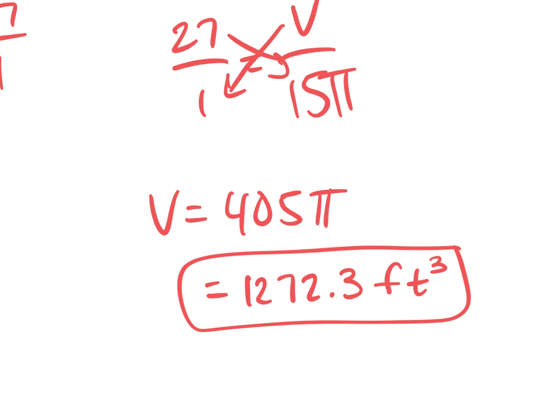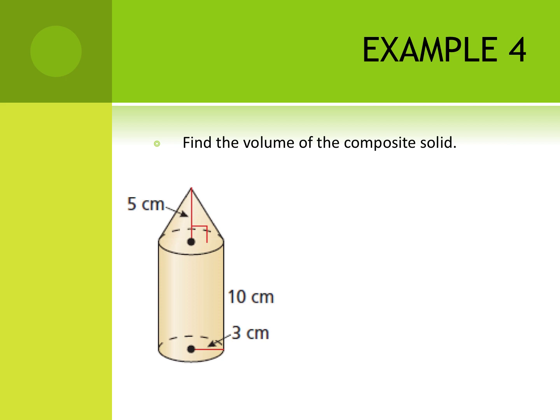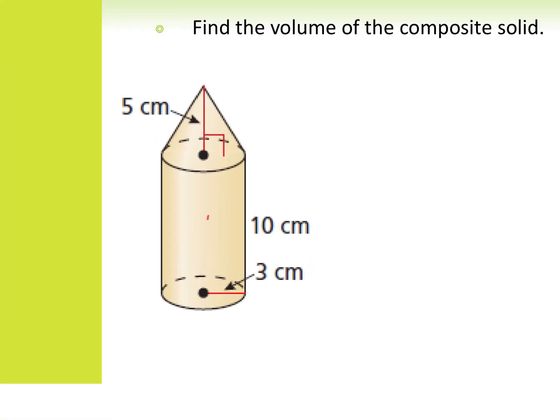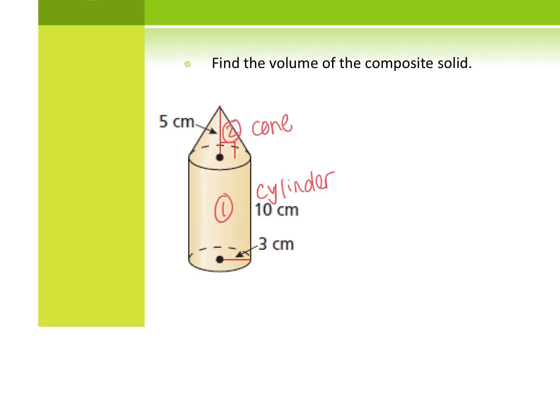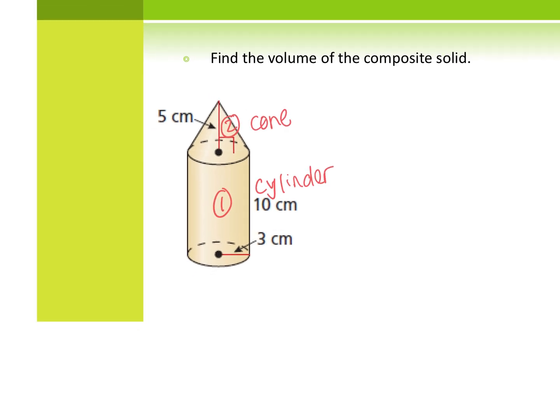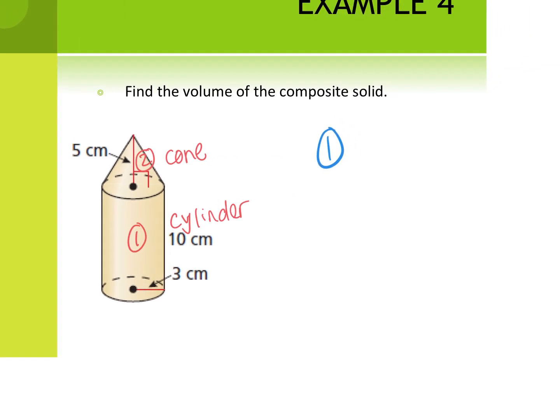Last one. So we have a composite solid. What does a composite solid mean again? It has two. Very good. It has two solids there. What are my two solids here? What's the one on the bottom? That's a cylinder. Very good. And the one on the top? Good. And we'll say number 2 is a cone. Which one do you want to find the volume of first? Cylinder? Okay. Let's do the cylinder first.